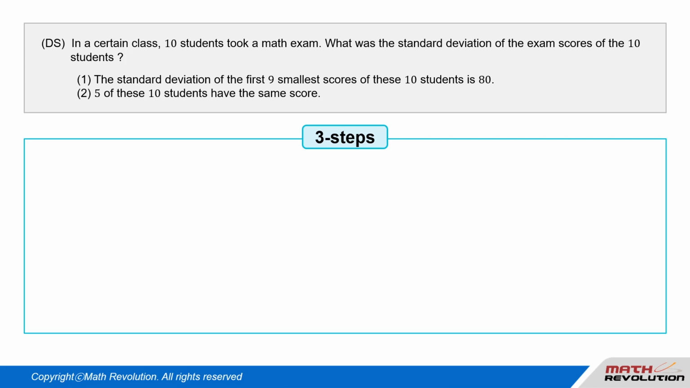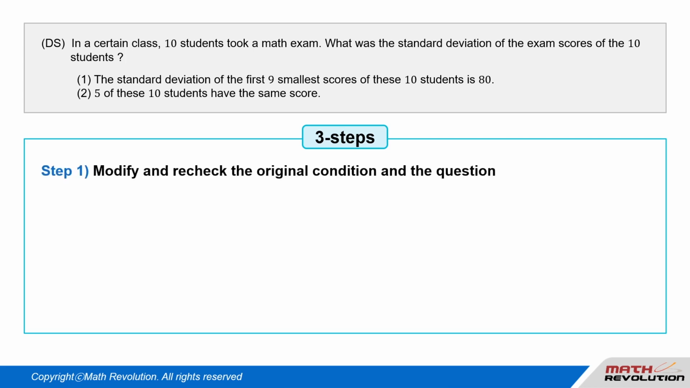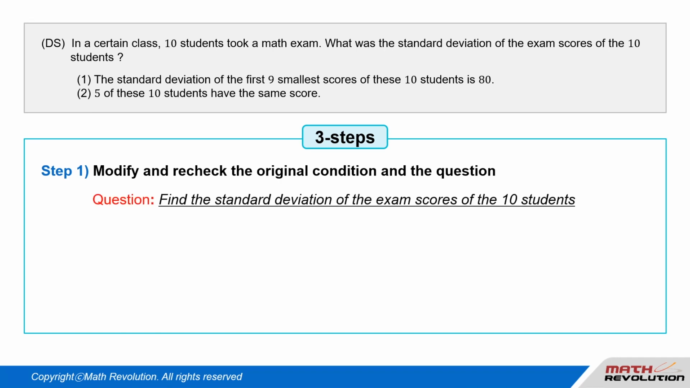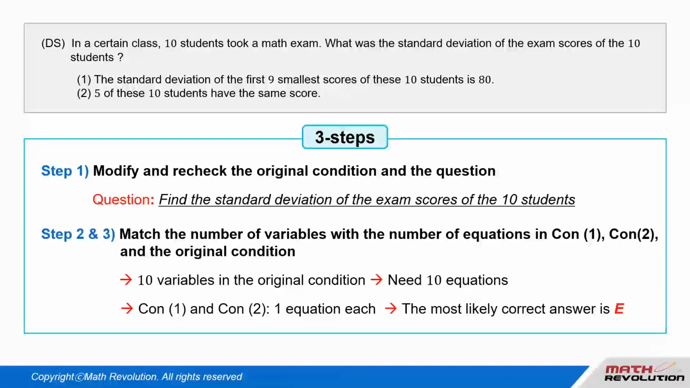Let's apply the 3 steps suggested previously. Follow the first step of the variable approach by modifying and rechecking the original condition and the question. We have to find the standard deviation of the exam scores of the 10 students. Follow the second to the third steps.